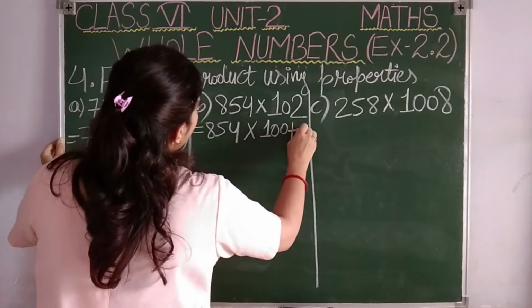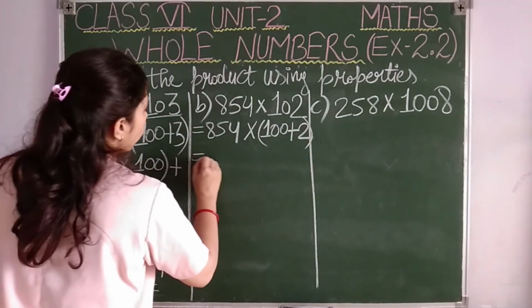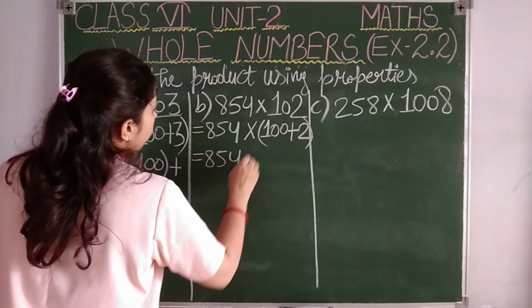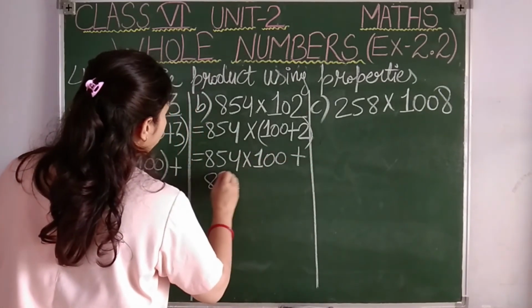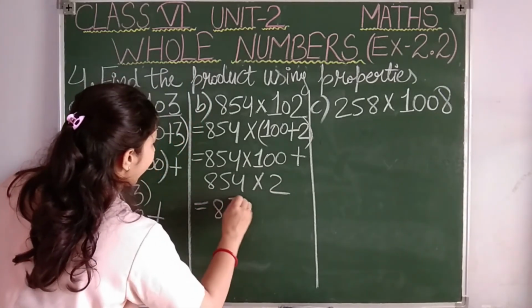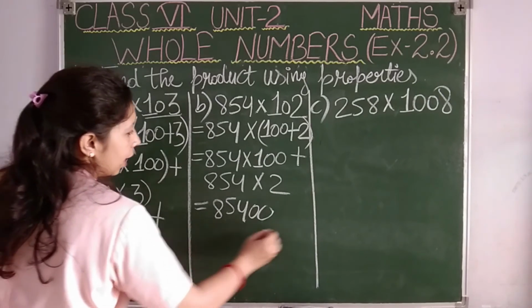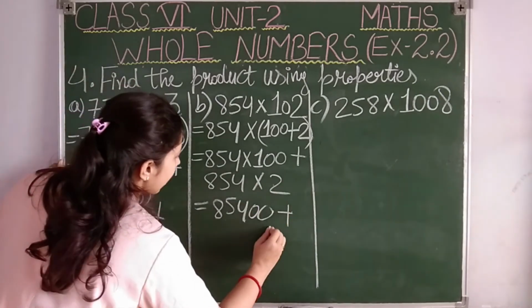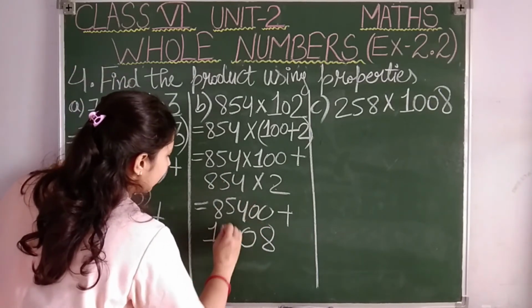In the same manner, this question also, 854 into 102, I can write as 100 plus 2, students. Clear? Again this 102 is in multiplication with 854. So 854 multiplied by 100 plus 854 multiplied by 2. So students, 85400. On multiplying this 2 we got this one. Now again 2 4s are 8, 2 5s are 10, 2 8s are 16, 17.